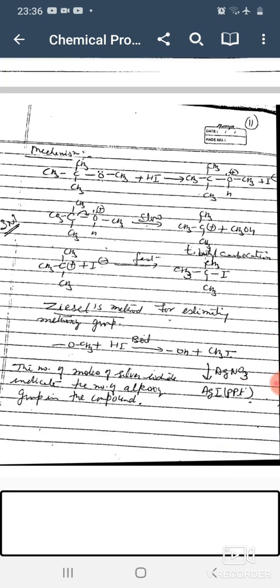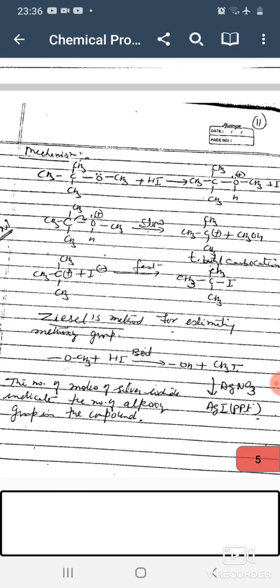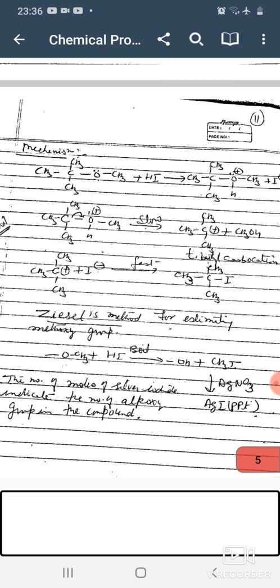Next, mechanism: tertiary butyl methyl ether reacts with the HI, it forms the oxonium ion plus iodide negative. Here the protonation takes place. Now this step is slow and the tertiary butyl carbocation is formed with the methyl alcohol. Now this tertiary butyl carbocation reacts with the iodide. The reaction is fast and tertiary butyl iodide is formed.